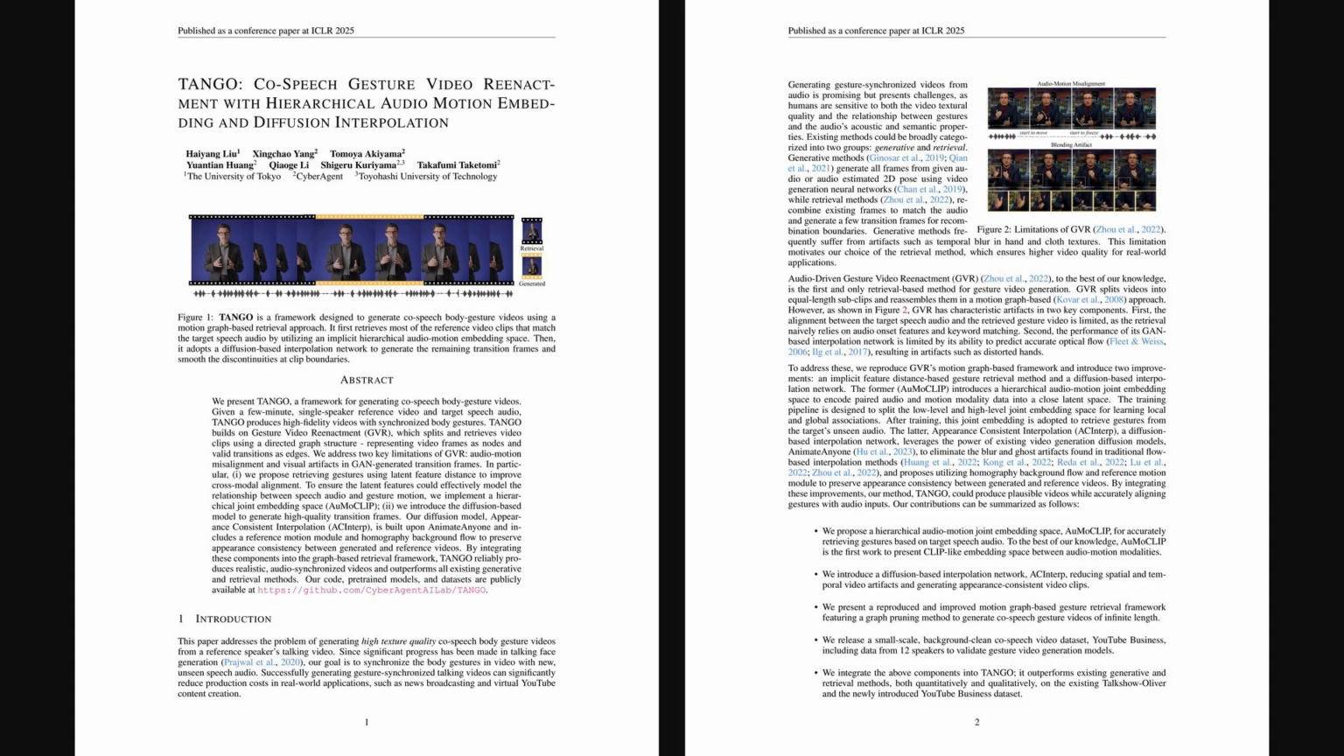In essence, TANGO offers a robust way to generate these co-speech gesture videos. The big takeaways are its hierarchical audio-motion joint embedding for accurately matching gestures to speech, and that clever diffusion-based interpolation for seamless, artifact-free transitions. It really seems to push the state-of-the-art forward.